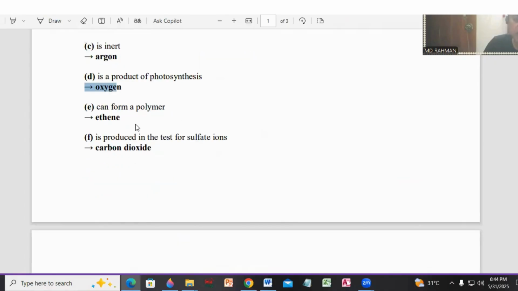Which molecule can form a polymer? Ethene can form a polymer. Why? Because it has a double bond and it can connect with multiple molecules. You can see here, this is the ethene, right? So when it goes through the formation of the molecule, it becomes this one. And in this way, it connects to so many molecules and forms a polymer.